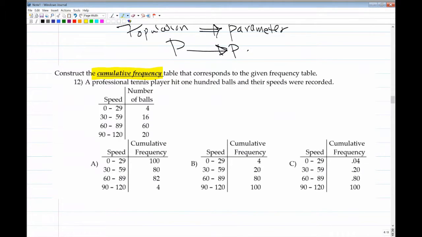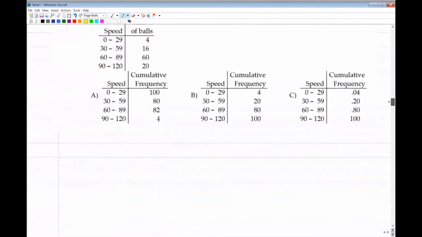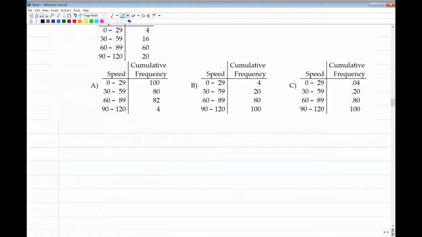Cumulative, it keeps building up. That's one of the things you have to be careful about. So it's not going down. What we're going to do is see how we can build it up. If you look at the sample right here for each class, the first class, between 0 and 29, we have 4. We leave it as 4.